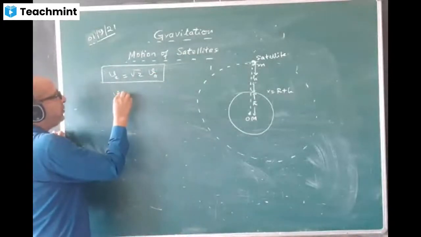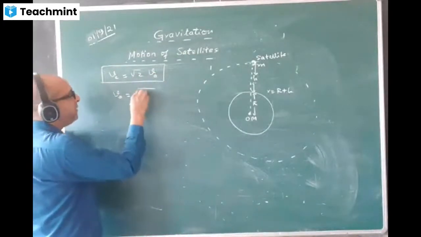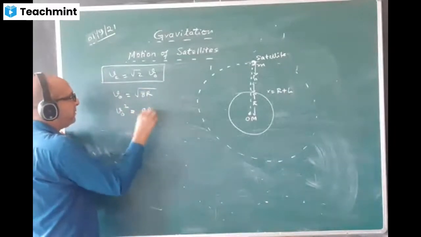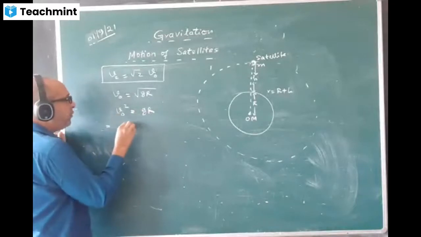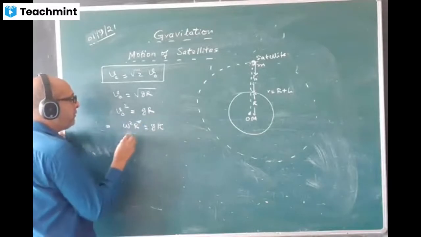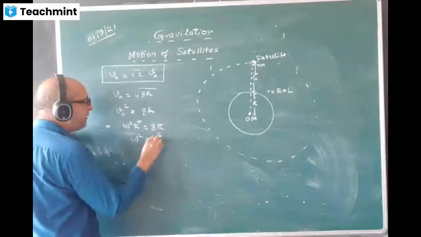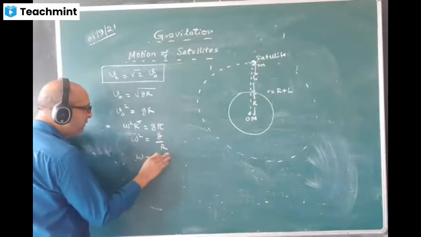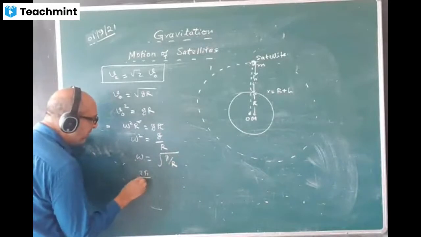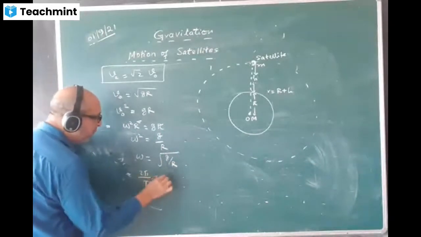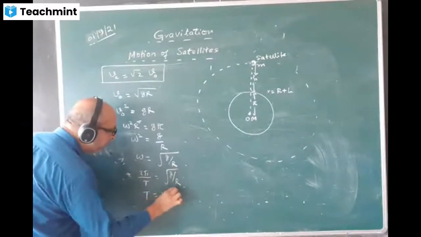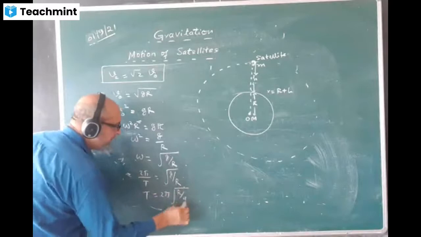We can write that v naught is equal to root GR for a nearby satellite. Squaring both sides, v square becomes GR. v is equal to omega r, so omega square r square is equal to GR, and r will go. Omega square value will come g divided by r, and omega value will come root of g by r. 2 pi by T will be equal to root of g by r. Therefore, the time period value will come 2 pi square root of r divided by g.